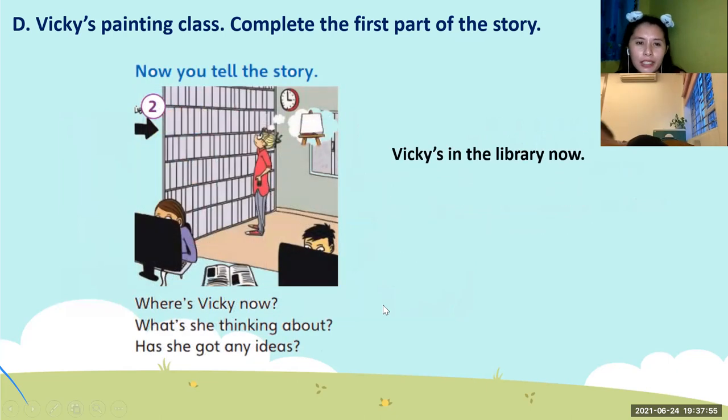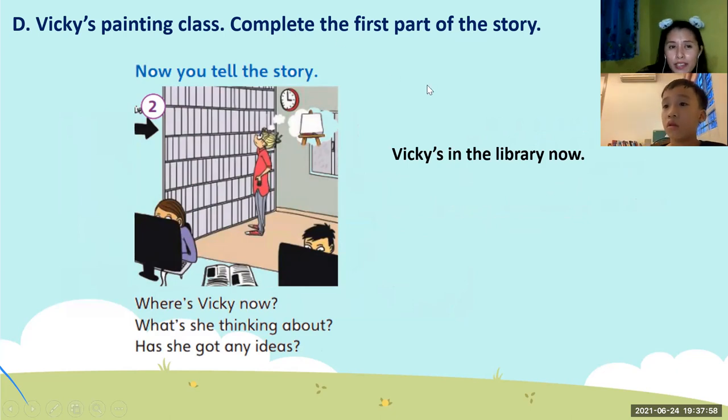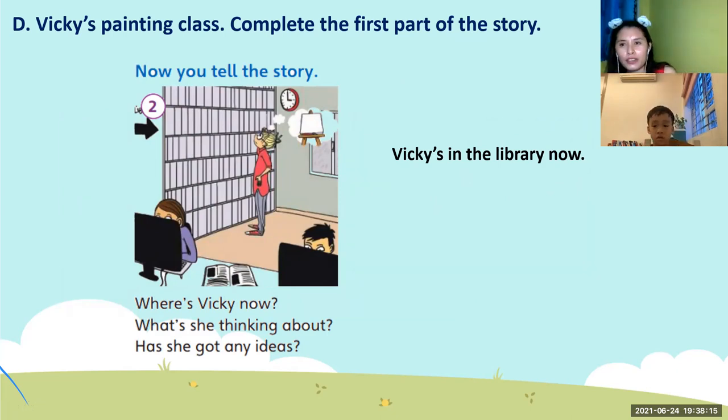Okay, so this time in number two, look at in number two. Vicky's painting class, that's the first part. Complete the first part of the story. And now Vicky is in the library now. Where is Vicky now? She is in the library. Do you see that? Yes. Okay. Vicky is in the library, and what she is thinking about? What do you think she is thinking? At the first part, she's thinking of what to do, what to draw, right?